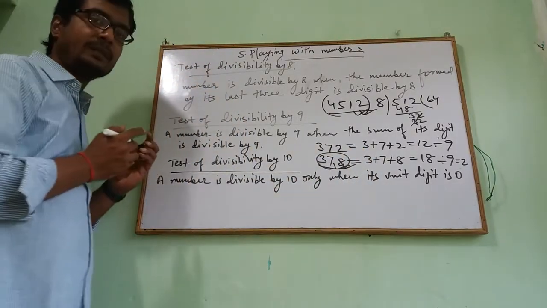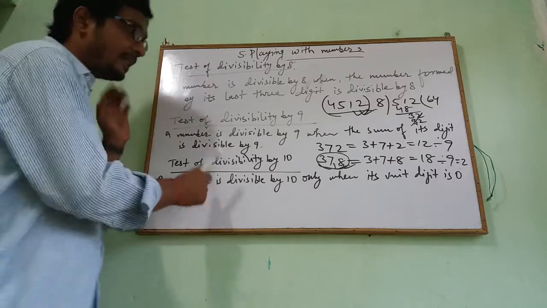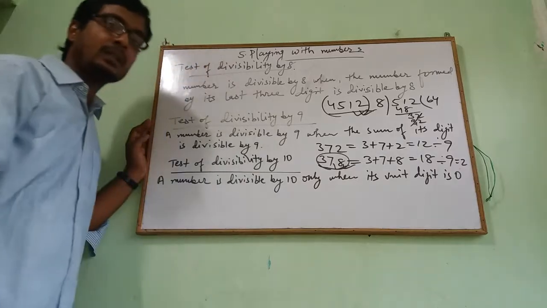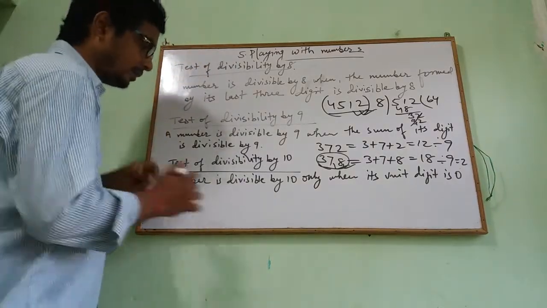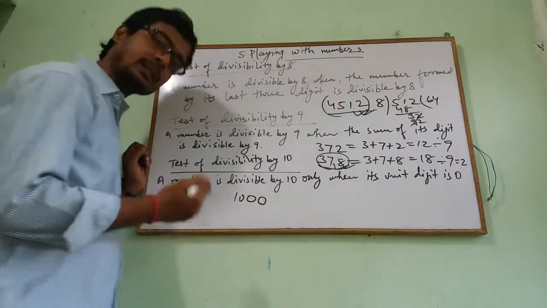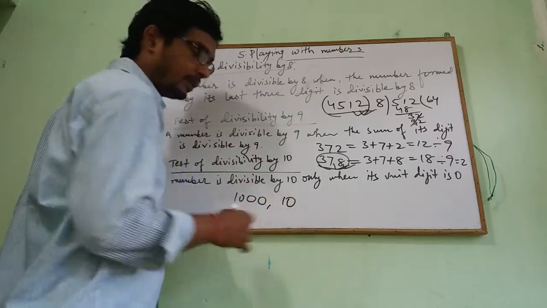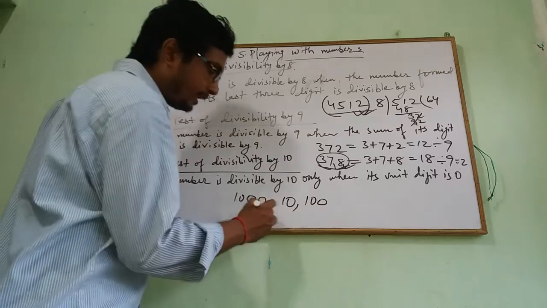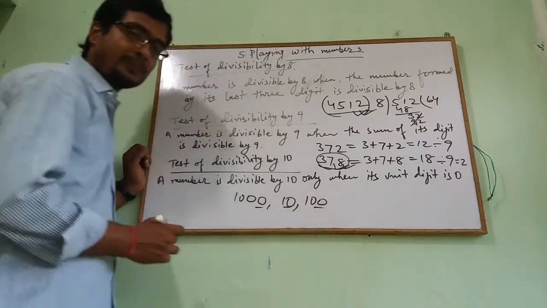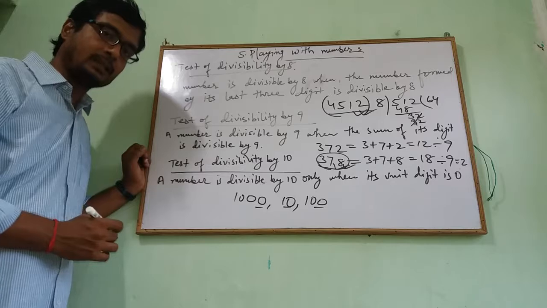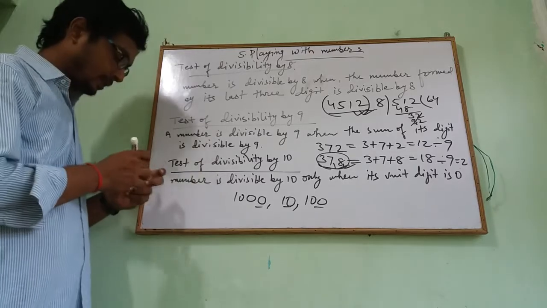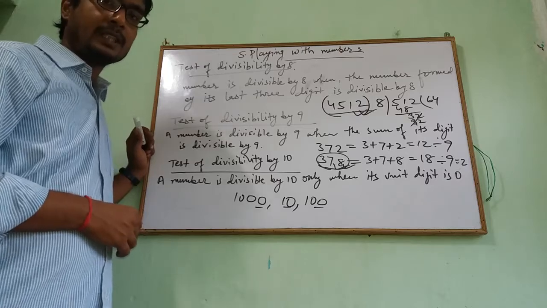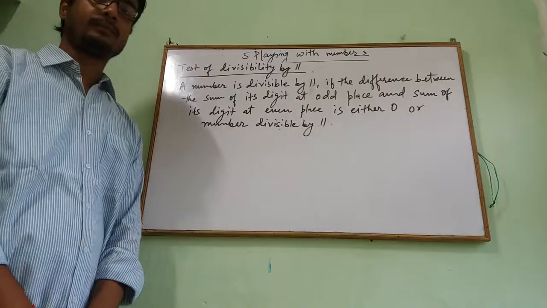Now next is the test of divisibility by 10. A number is said to be divisible by 10 only when its unit digit is 0. For example, 1000, yes, it is divisible by 10. 10 is itself divisible by 10. Then 100 is divisible by 10. When the number ends with 0, then the number is divisible by 10. Otherwise, not. Now let's move on to the last test of divisibility, that is the test of divisibility by 11.